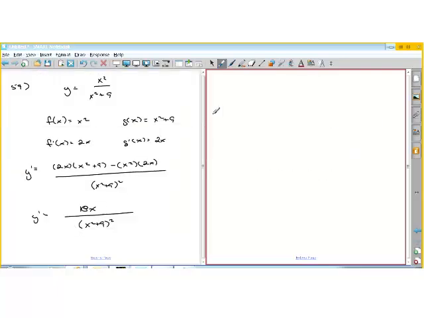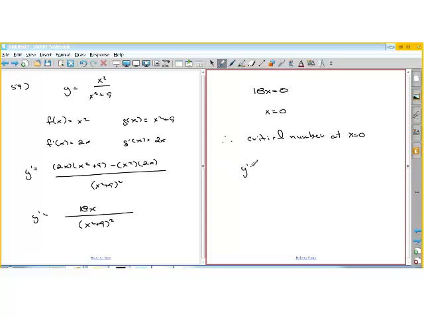When is this equal to 0? When the numerator is equal to 0. The numerator is equal to 0 when x equals 0. Therefore, we have a critical number at x equals 0. Now, is this a minimum or a maximum? Well, you can use the first derivative test or the second derivative test. I think I'm going to use the second derivative test, which does require me to take the second derivative, but it shouldn't be too bad.